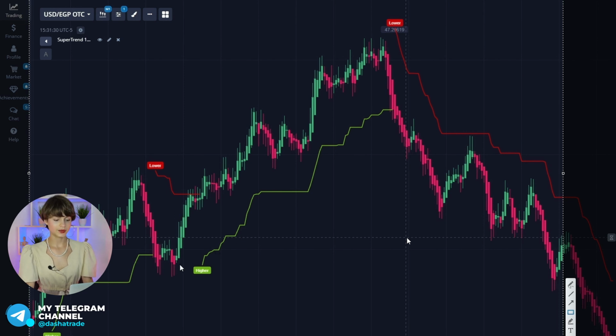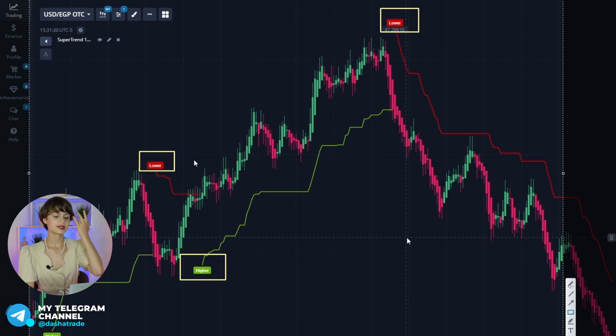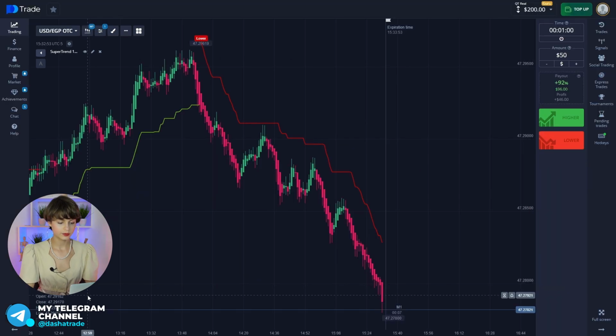So, signals are located this way. Signals with higher appear at the bottom of the chart, and signals with lower appear conversely at the top. This placement helps us not to get confused in these signals.